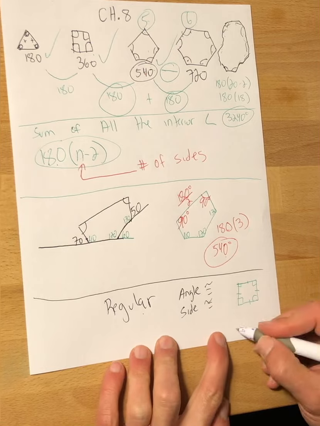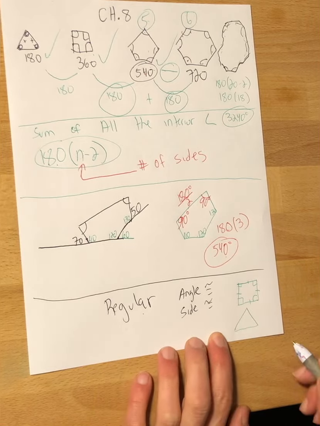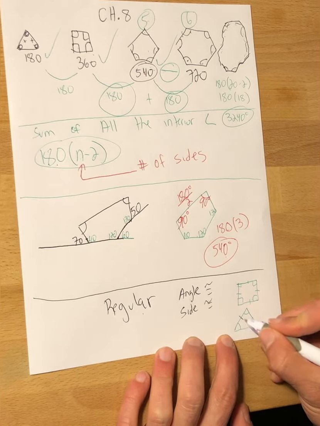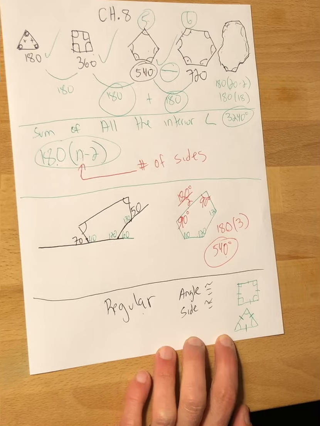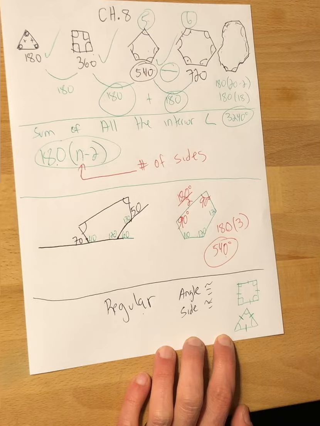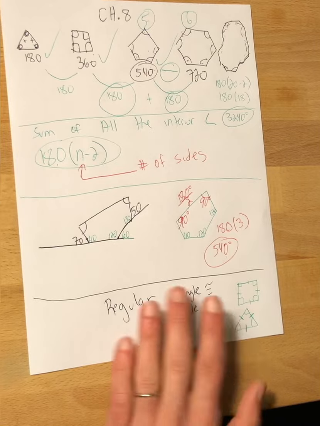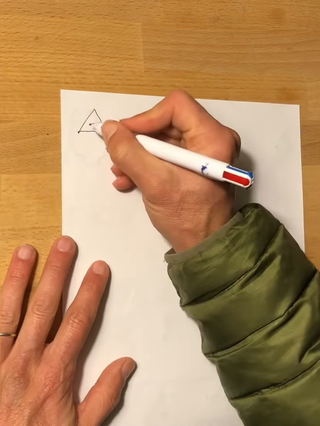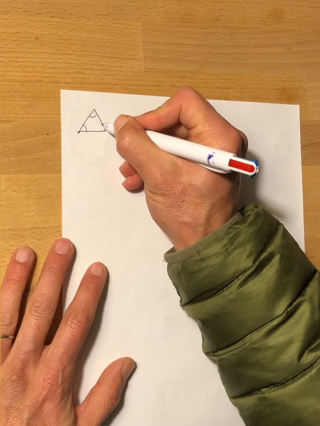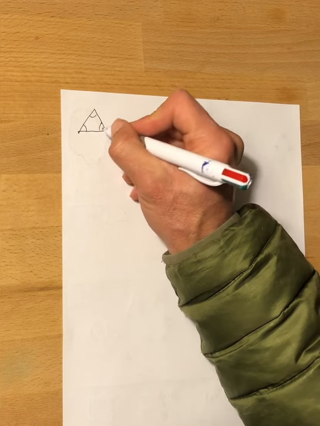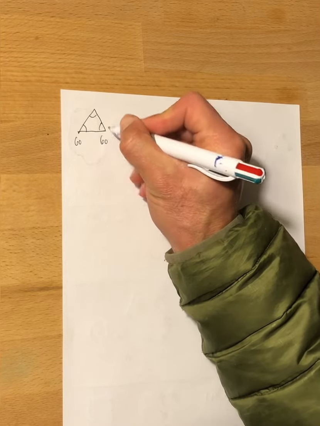Another regular shape is an equilateral triangle because every angle is the same, all the angles are congruent, and every side is exactly the same. That's what makes it an equilateral triangle. So this is technically called a regular triangle or an equilateral triangle. Now, let's take this triangle right here. And if I were to tell you all 3 of the angles are the same, it's an equilateral triangle. You should know that every one of these angles is 60 degrees.